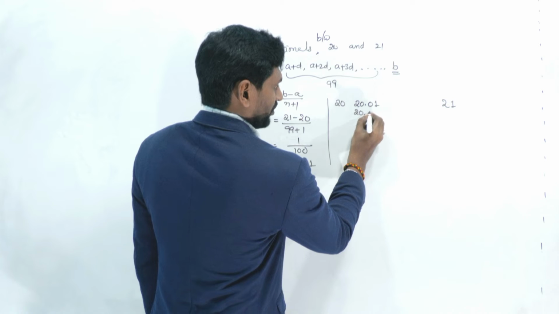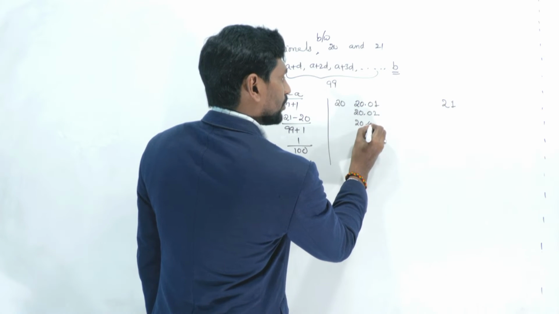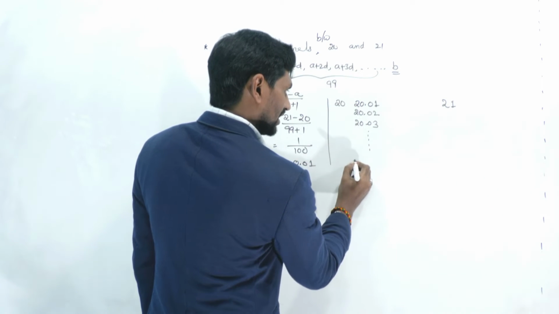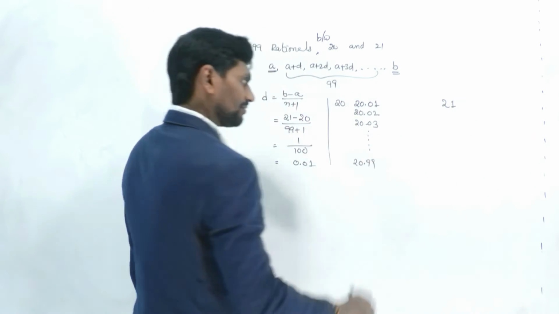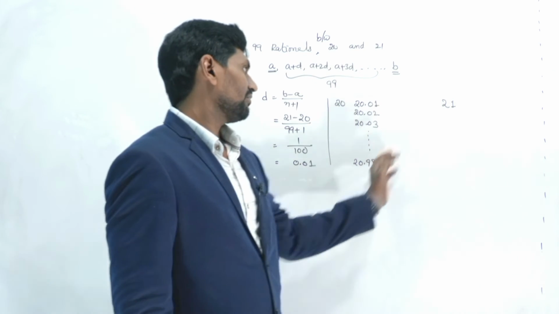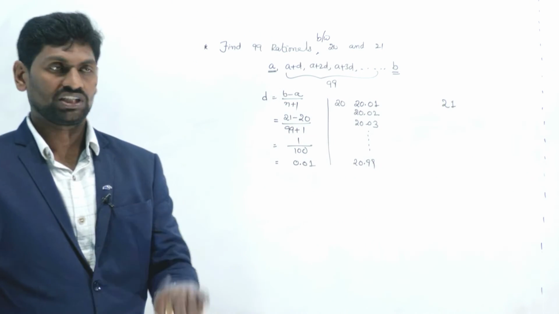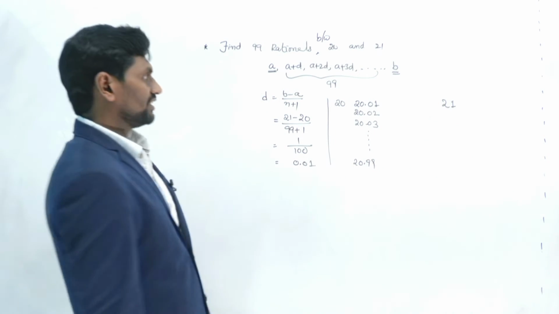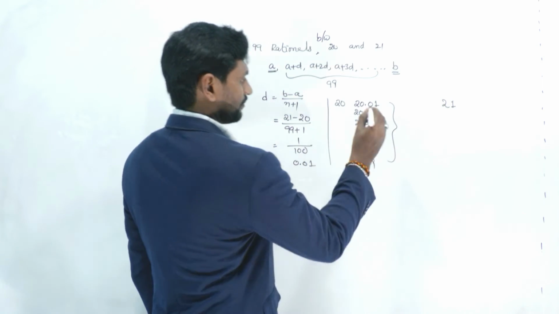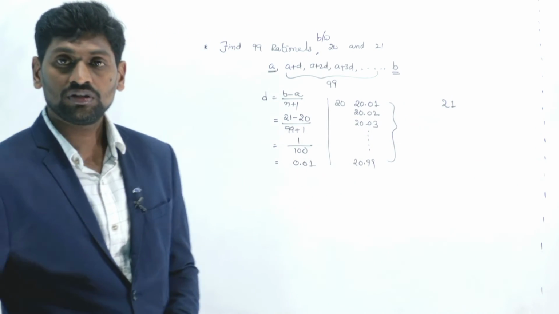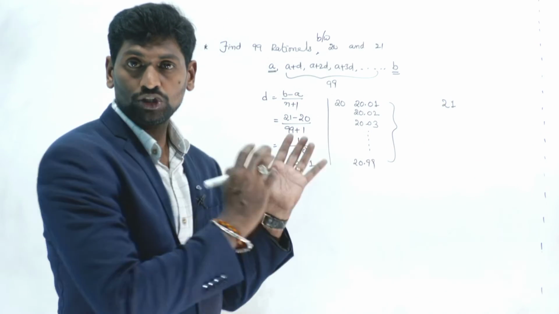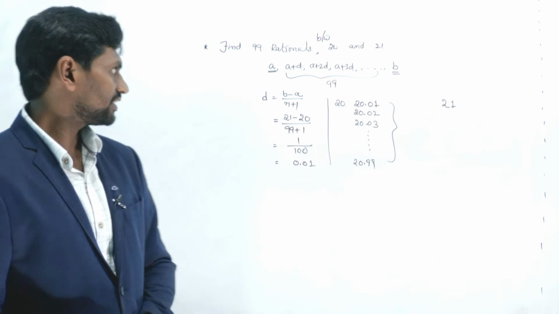So next one, 20 plus 0.01 is nothing but 20.01, 20.02, 20.03 and so on up to 20.99. Then it will be 21 afterward. Okay? Like this we can write 99 rational numbers between two numbers. Check.